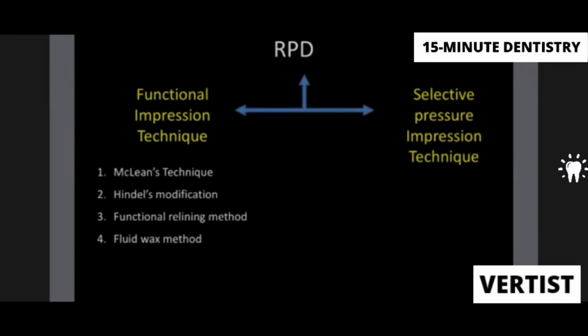There are various techniques. You divide them into functional impression techniques and selective pressure. McLean's, Hindel's, functional relining method and fluid wax fall under the functional impression techniques. And then you have selective pressure, which is according to the choice of functional impression materials that you are using. So that's your broad classification.